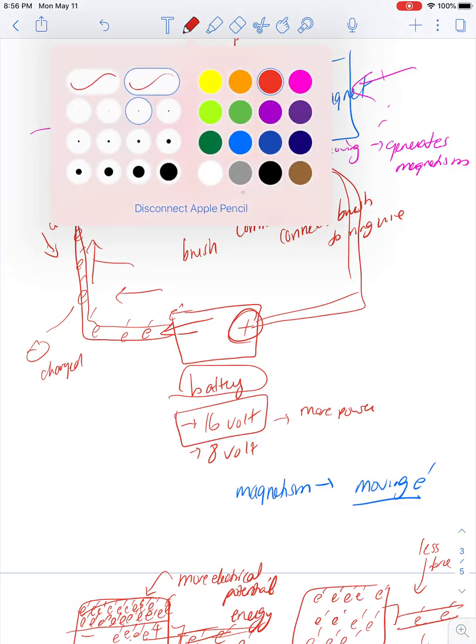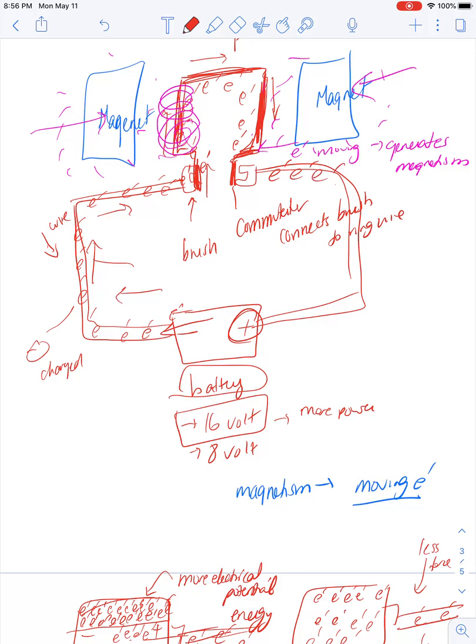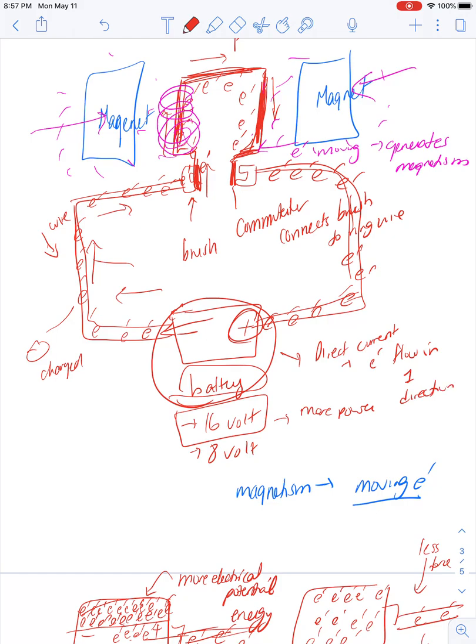And so the electrons continue to move, all the way back to the battery, where then they're pushed again through, and that's how a motor works, okay? So a motor relies on a battery. This battery is a direct current battery. That means that the electrons flow in one direction. And so in a battery, the electrons always flow in one direction.